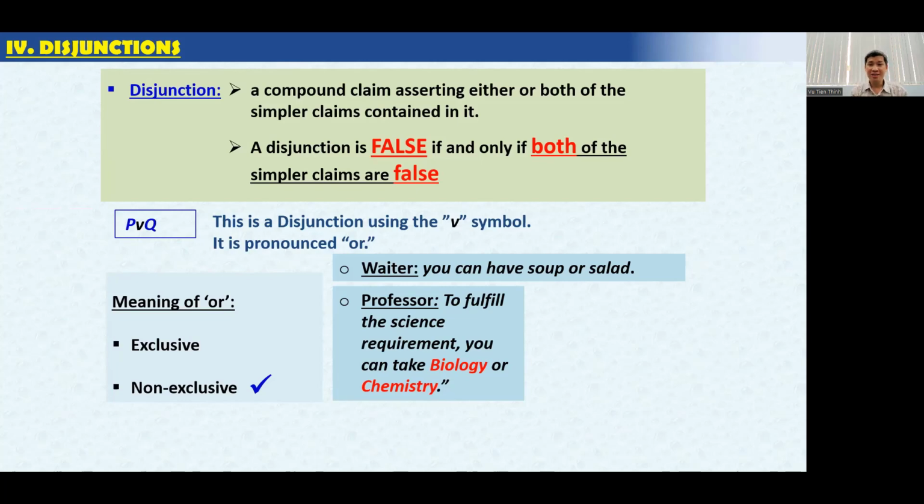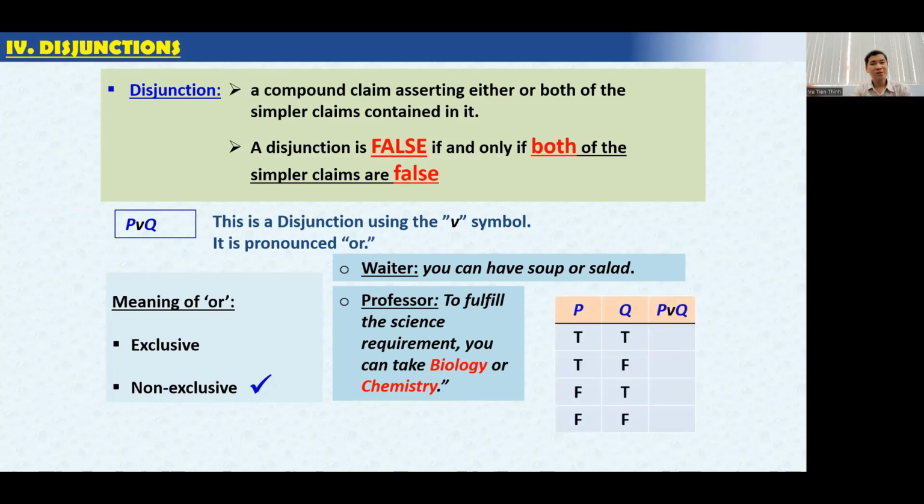Just imagine, for example, that to fulfill the English requirement, you don't have the English certificates. You don't have IELTS certificates or TOEFL iBT certificates. You cannot graduate. And it's false only when both of the claims are false.